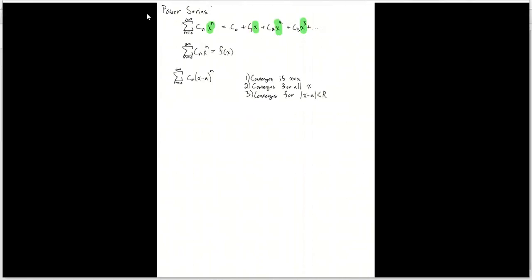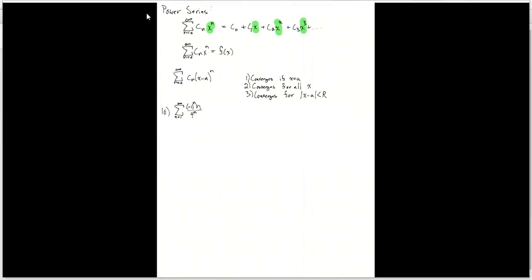So let's do an example. You can kind of see the radius of convergence and interval of convergence. So we've got the sum here, n equals 1 to infinity, of -1 to the n over n times 4 to the n. So what is the radius of convergence and what's the interval of convergence?